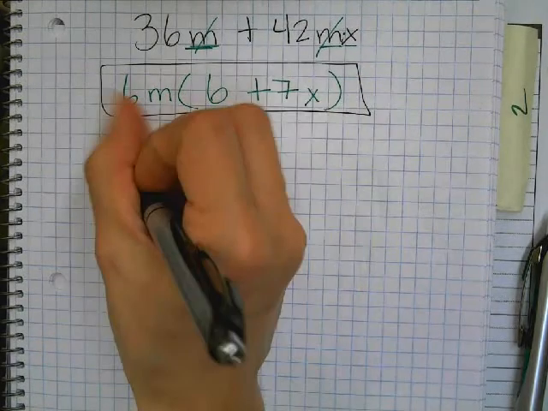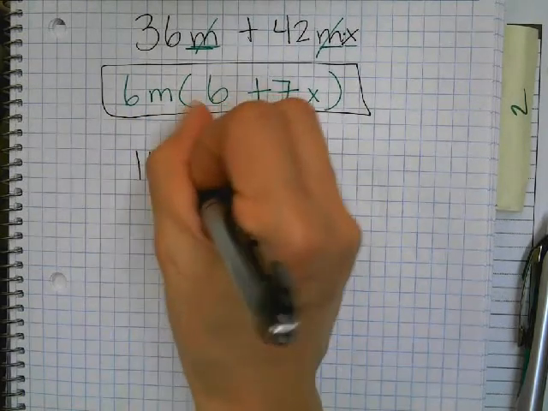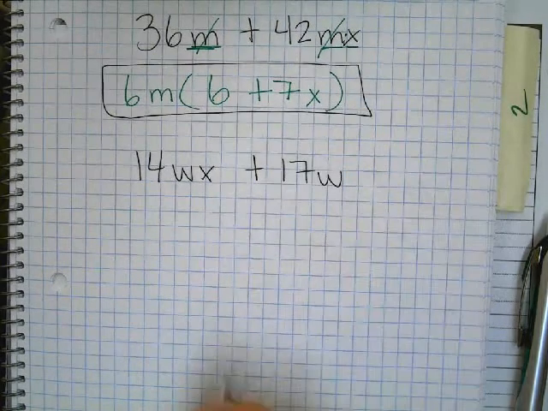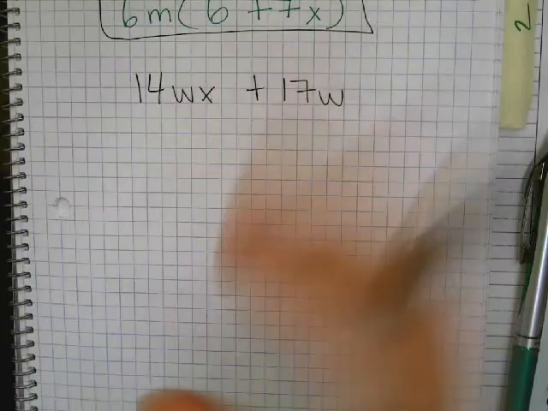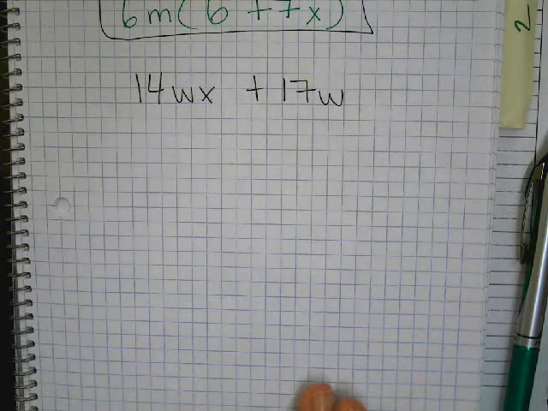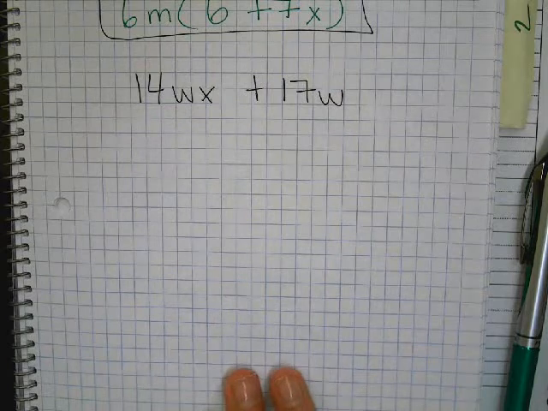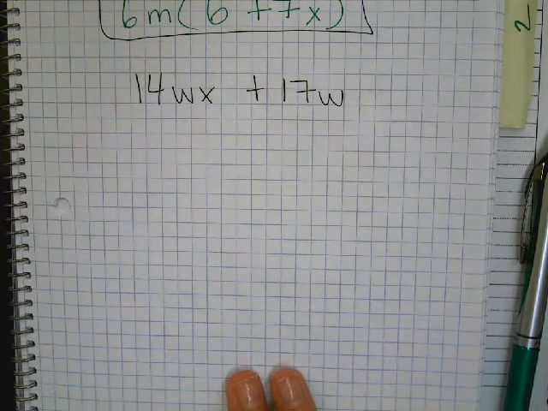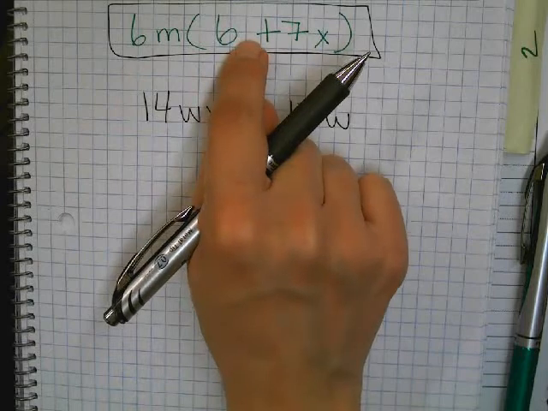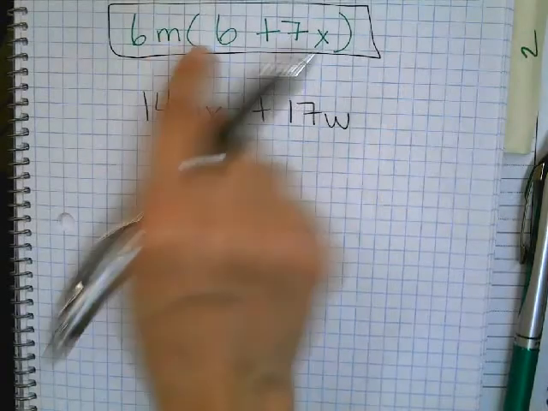Okay, let's try this one. 14wx plus 17w. Kimberly? What do you mean? It's still an x in here. Then you take out an x and then you rewrite it.